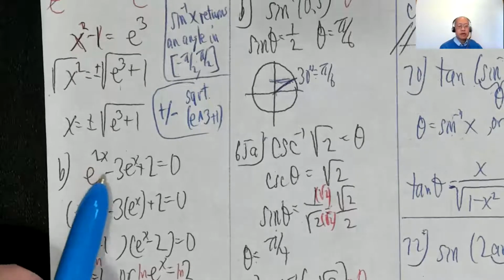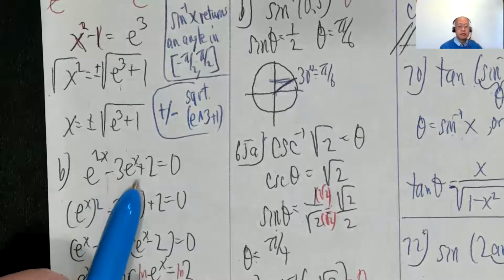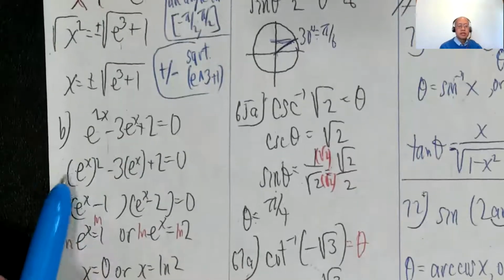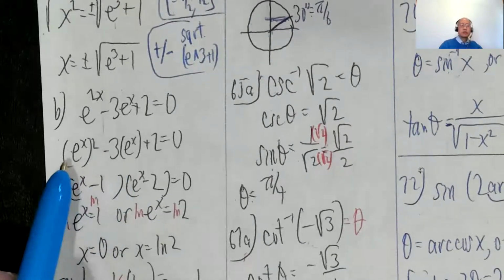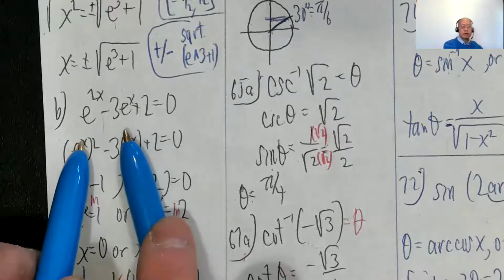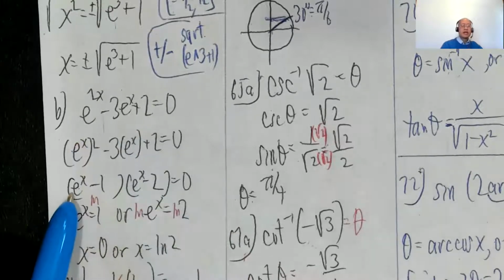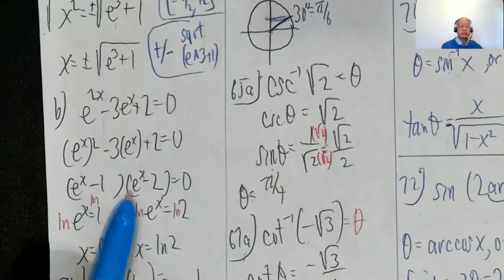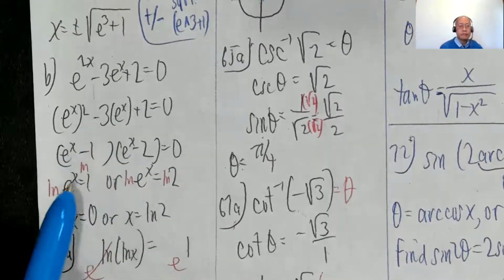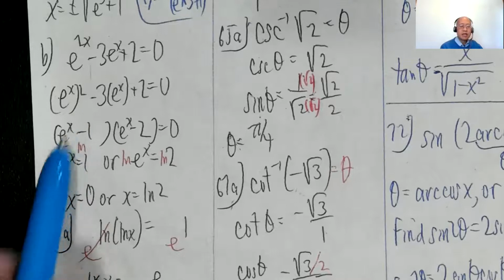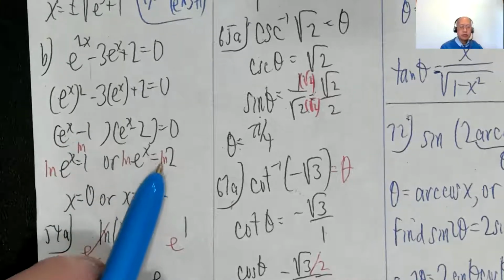B, e to the 2x minus 3e to the x plus 2 equals 0. Treat this as e to the x squared minus 3e to the x plus 2. So essentially, it's like e to the x becomes your variable. So we have e to the x minus 1, e to the x minus 2 equals 0. By the way, if you multiply this out, FOIL that back out, you get this. So that means e to the x equals 1, or e to the x equals 2.